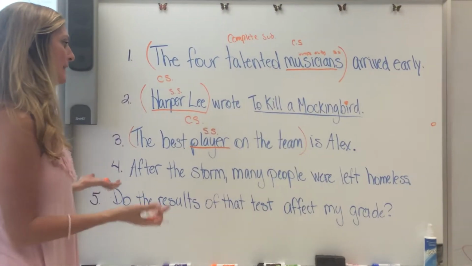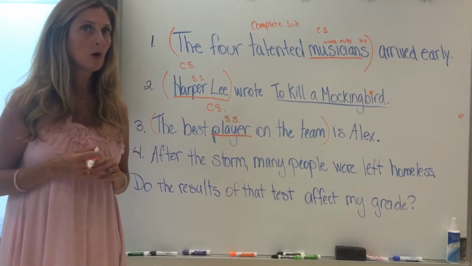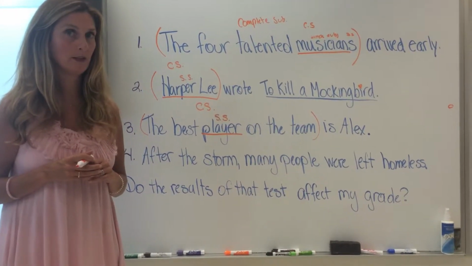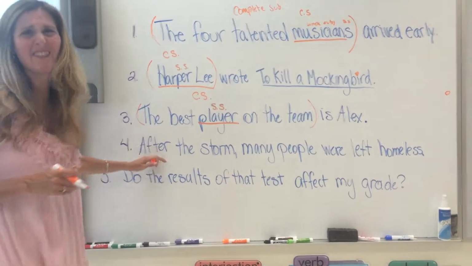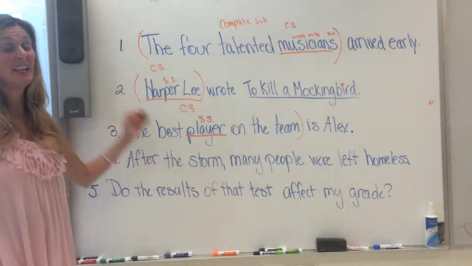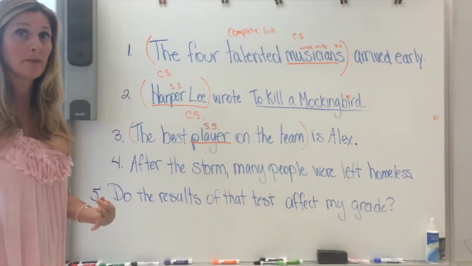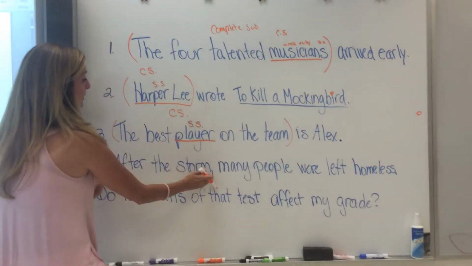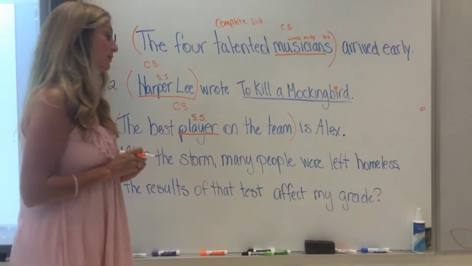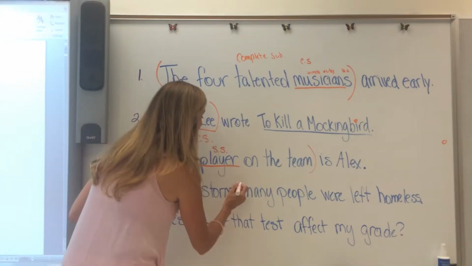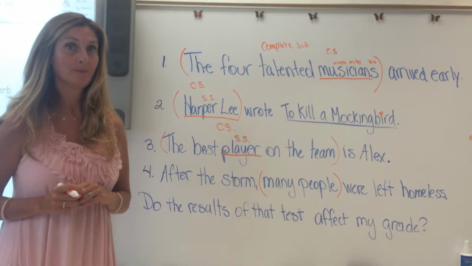After the storm, many people were left homeless. Okay. Who or what was left homeless? Many people. So you're saying, but what about after the storm? Where does that go? After the storm is going to become part of the predicate because it's telling us when this happened, and that's going to be a signal, when we have the comma, that it's going to be on the predicate side of the sentence, which we're going to talk about soon. But for right now, we have the complete subject of this sentence is many people.